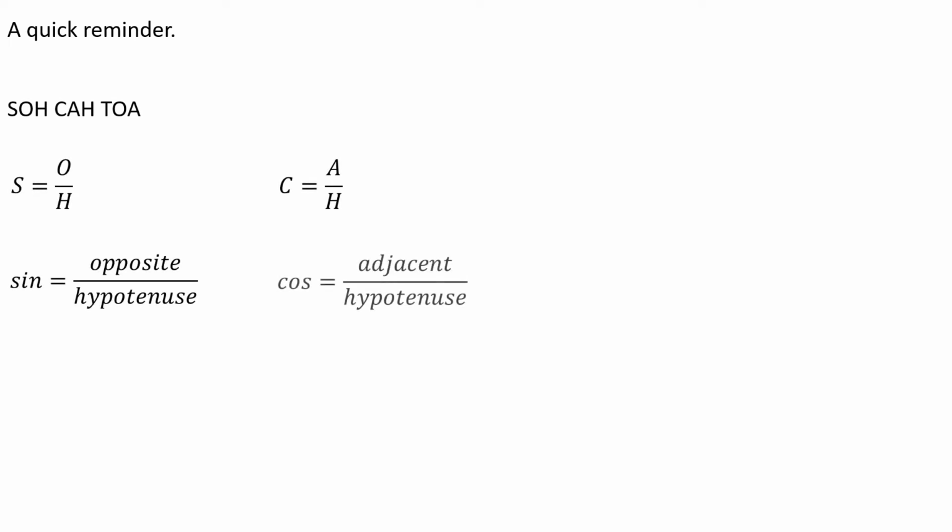Okay, quick reminder, SOHCAHTOA is still going to come into play. Sine is opposite over hypotenuse. Cosine adjacent over hypotenuse. Tangent opposite over adjacent. If you've not yet memorized that, please do.